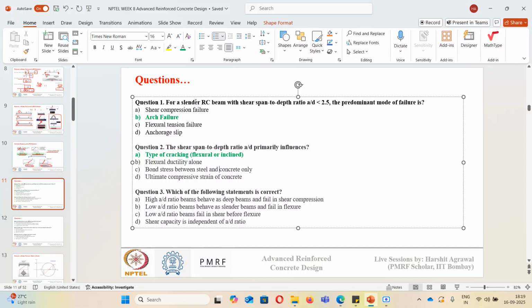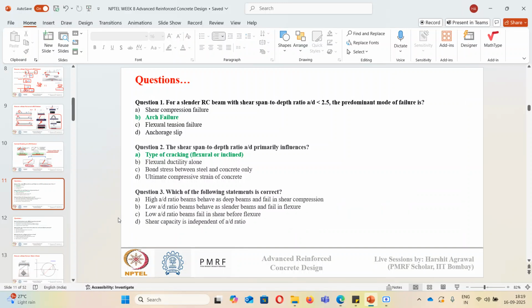Question number three: which of the following statements is correct? So there are four statements. Try to read all the four statements and tell me which one is correct.